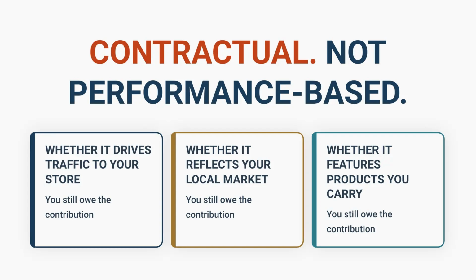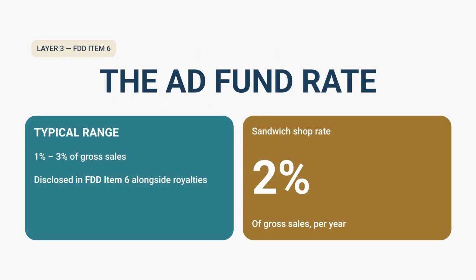Whether a given campaign drives traffic to your specific store, whether it reflects your local market, whether it features products you carry, the contribution is still owed. It is a contractual obligation, not a performance-based one. Advertising fund contributions typically run 1 to 3% of gross sales and are disclosed in FDD Item 6 alongside royalties.